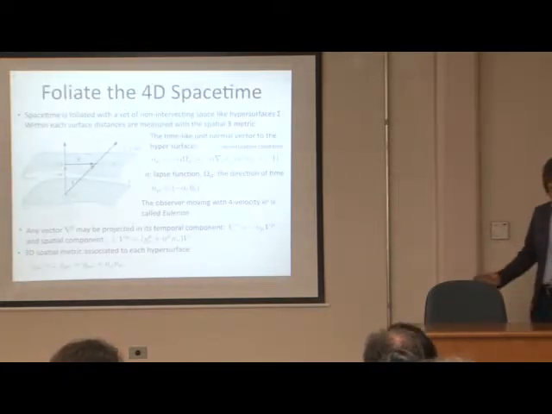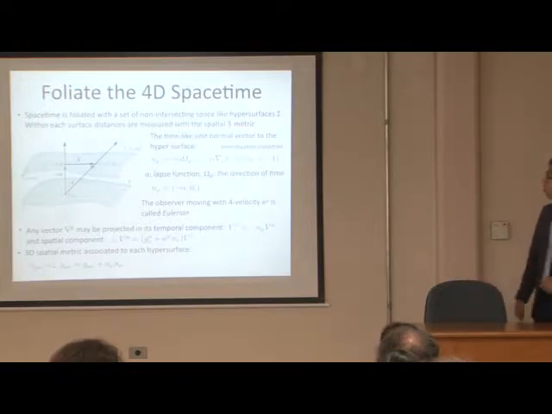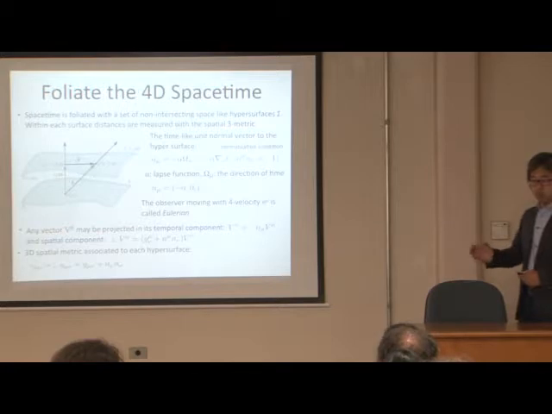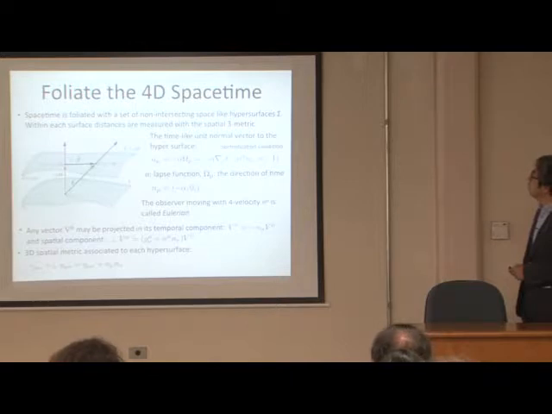So this is the first part about the foliation of the 4-dimensional space-time, the concept of the 3+1 formalism. Space-time is foliated with a set of non-intersecting spacelike hypersurfaces, written as sigma. Within each surface, distances are measured with the spatial 3-metric. Using the 3, we say that gamma is the spatial 3-metric.